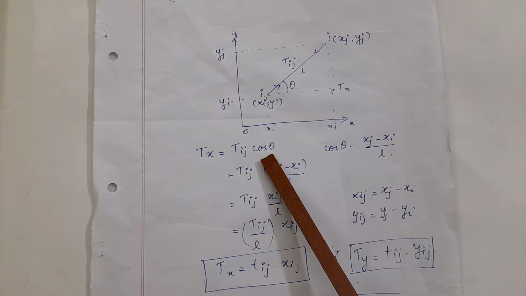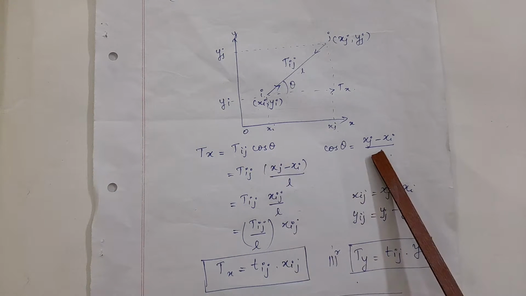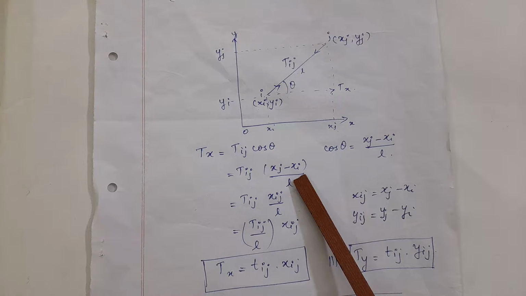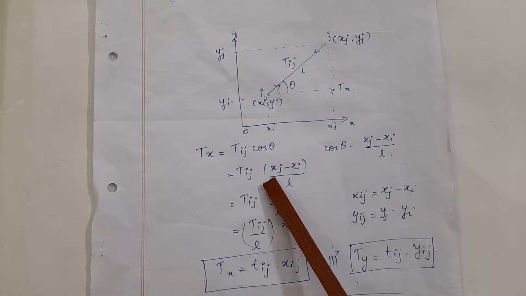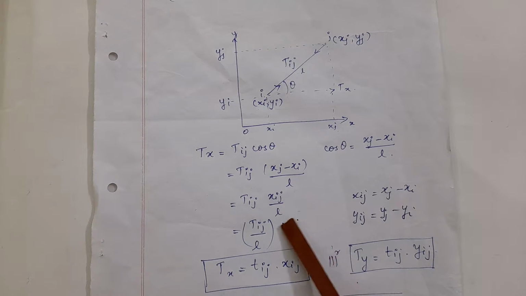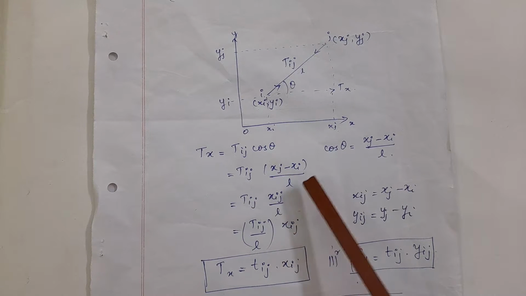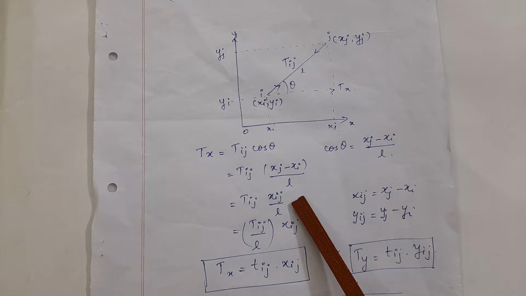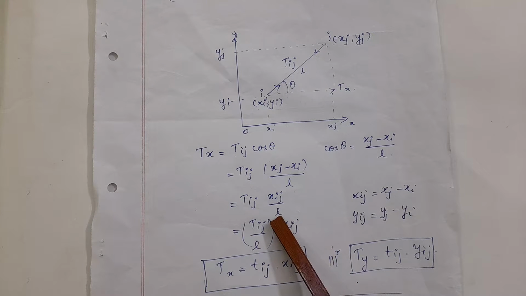So I can replace the value of cos theta which I have determined here instead of cos theta. So I can get a relation as xj minus xi by L, which is nothing but xij by L. I write xj minus xi as xij by L. So when I take L to this side, I have a relation of force per length of the member into x coordinate.